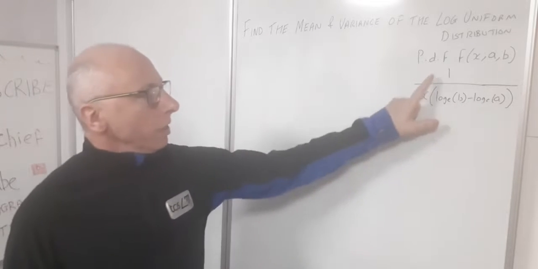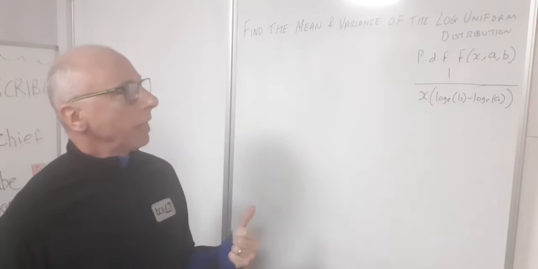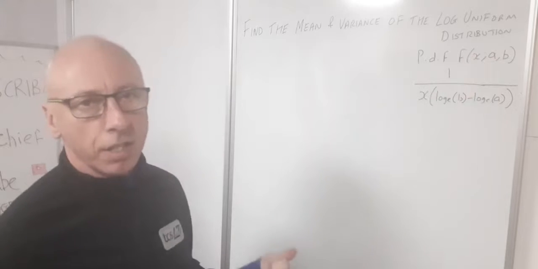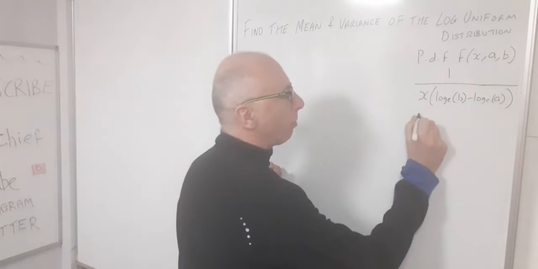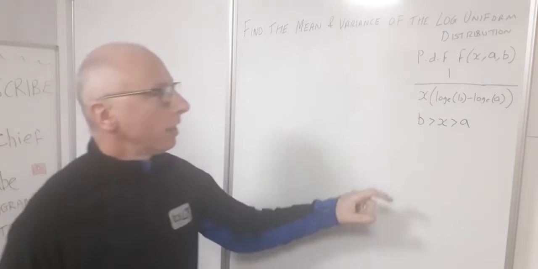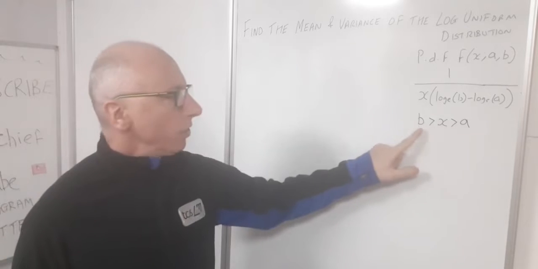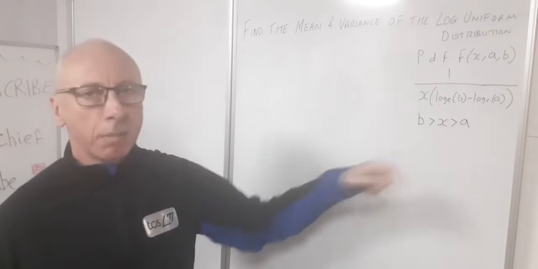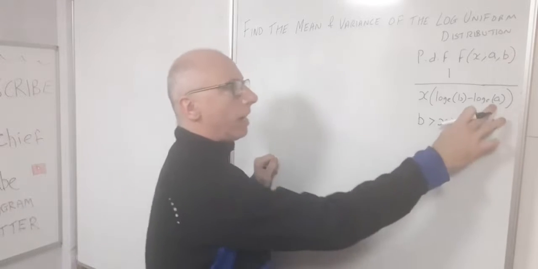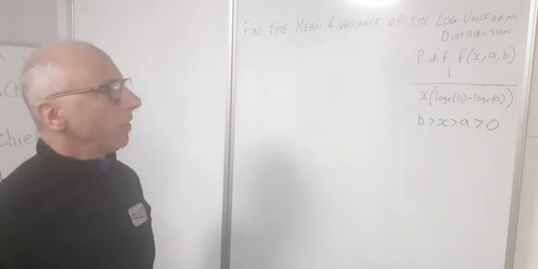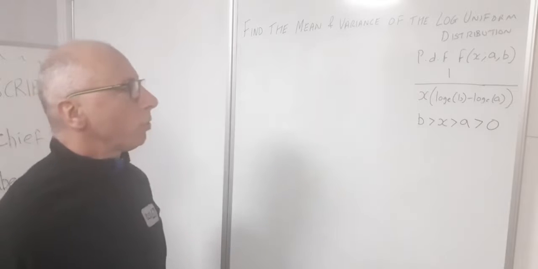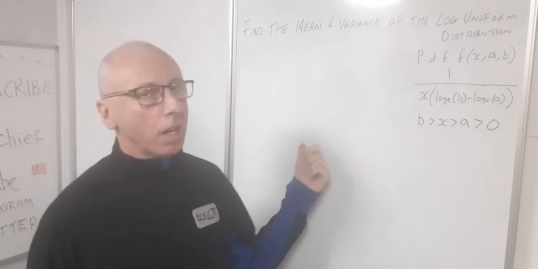So this is our setup, that's the PDF, but there are some rules on the parameters for this distribution. So b is larger than x, which is larger than a. So that's our range of the distribution from a to b, but a must also be greater than 0. As in here, log of 0 is undefined, so that's our rule for where our parameters can be, and b could be as high as possible.